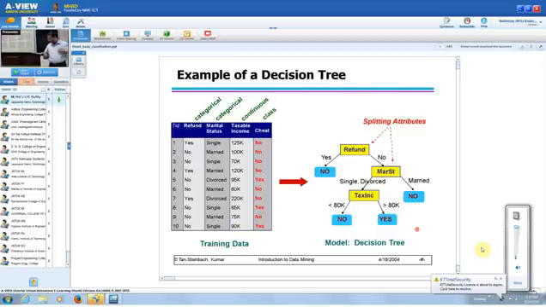Marital status is married means he is not a cheat. Then, if the marital status is single or divorced, check his income level. If it is less than 80K, he is not a cheat. So a single or divorced person with a lesser income is not a cheat, whereas if the taxable income is more than 80,000 and he is single or divorced, he is a cheat. He is making all the money.